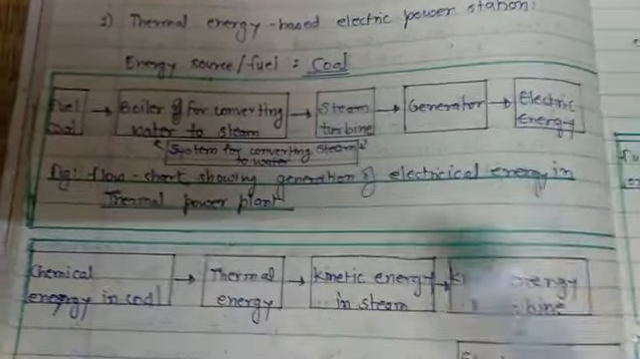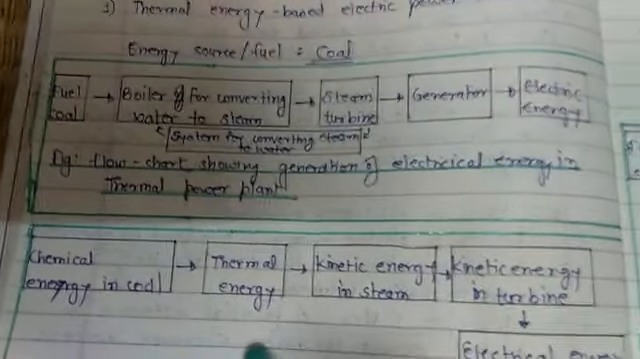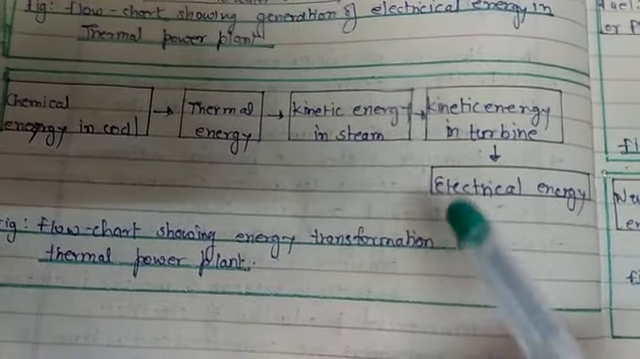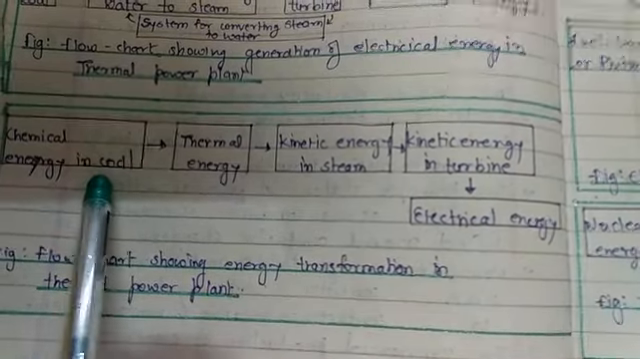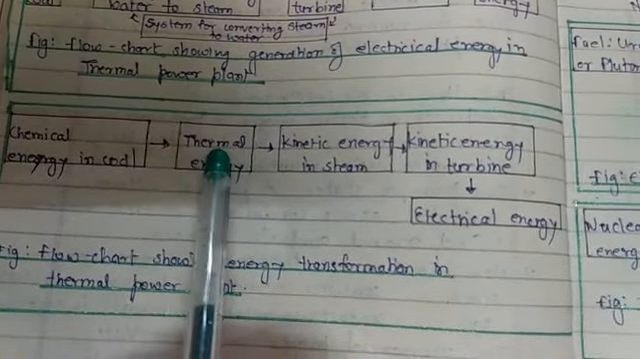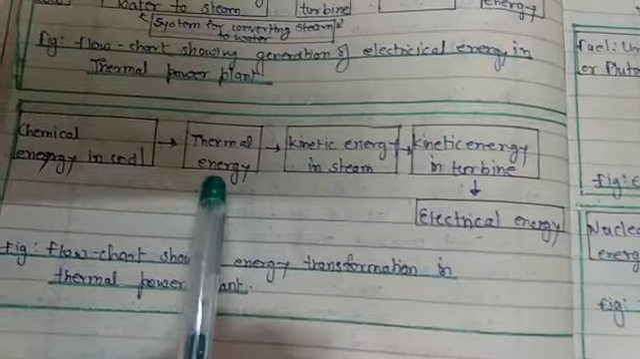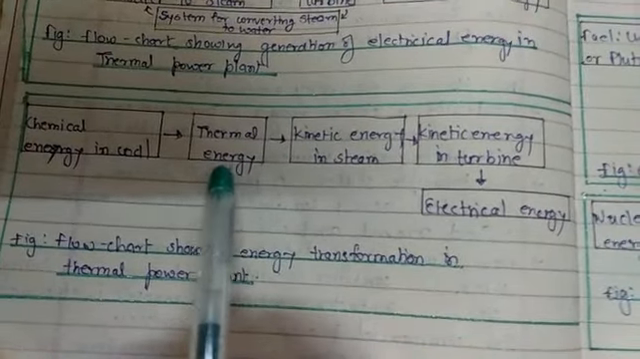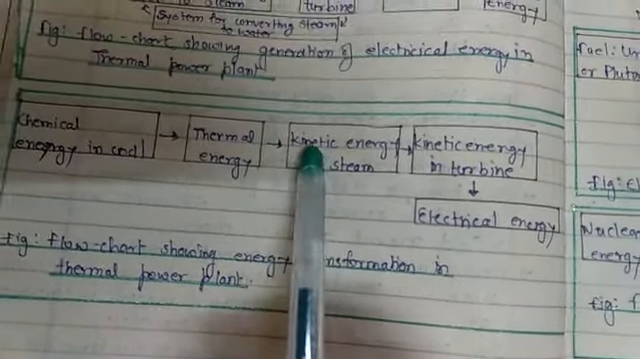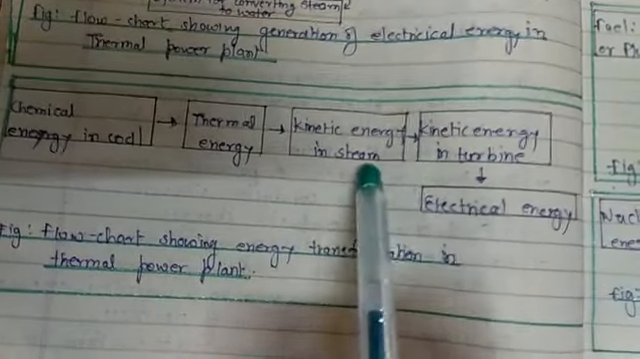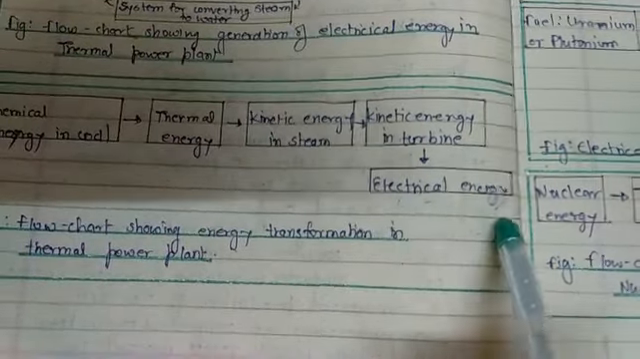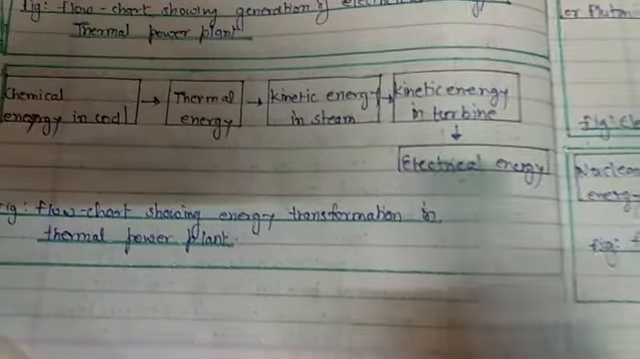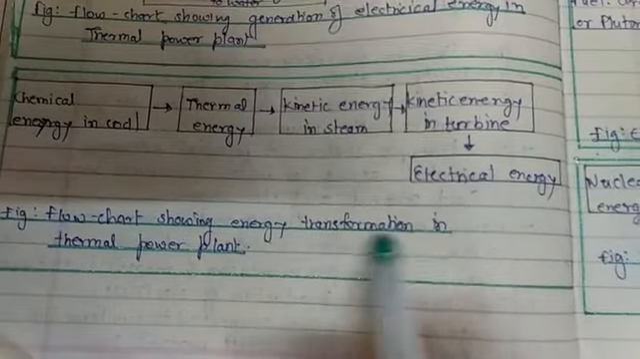Okay, so let us talk about the energy conversion here. First, there is chemical energy in the coal. This chemical energy, when heated, is converted into thermal energy. Then this heat energy turns water into steam, and the steam moves, that is, there is kinetic energy in the steam. The steam moves the turbines, that is kinetic energy in the turbines, and then electricity is produced. So this is a flowchart showing energy transformation.